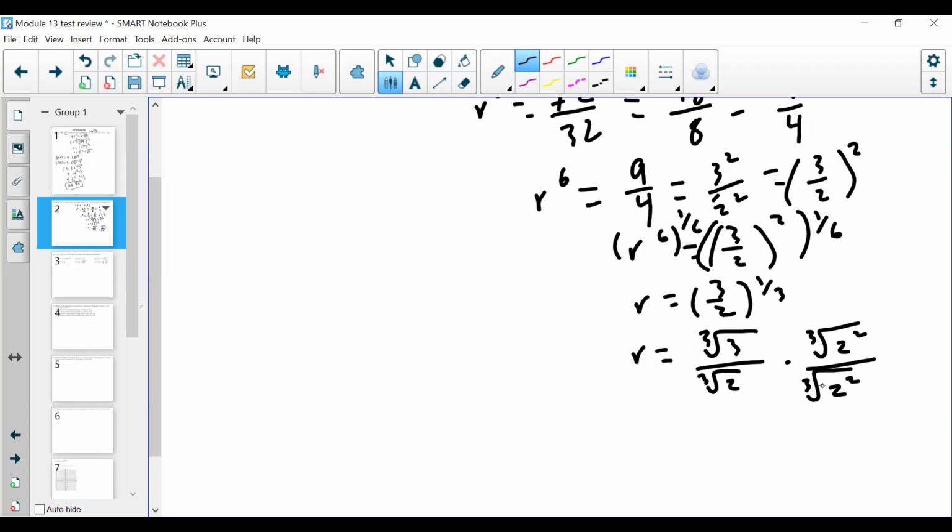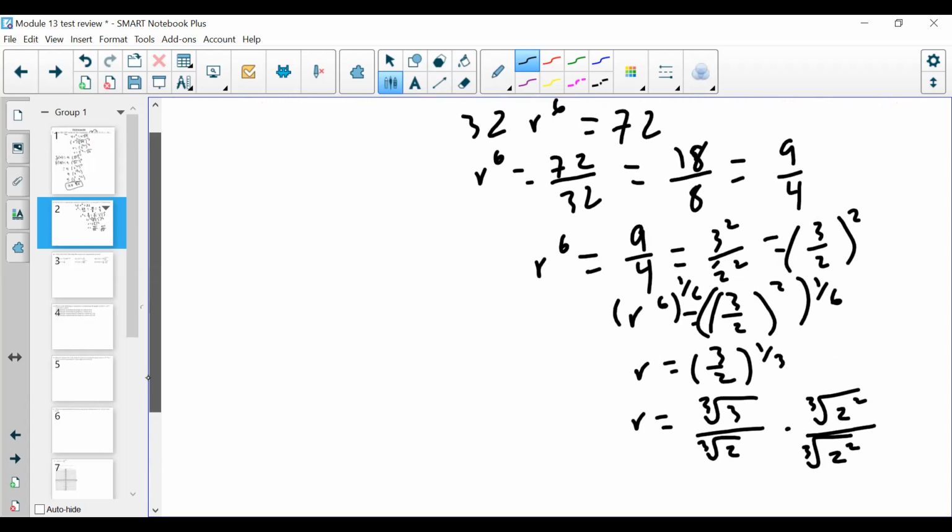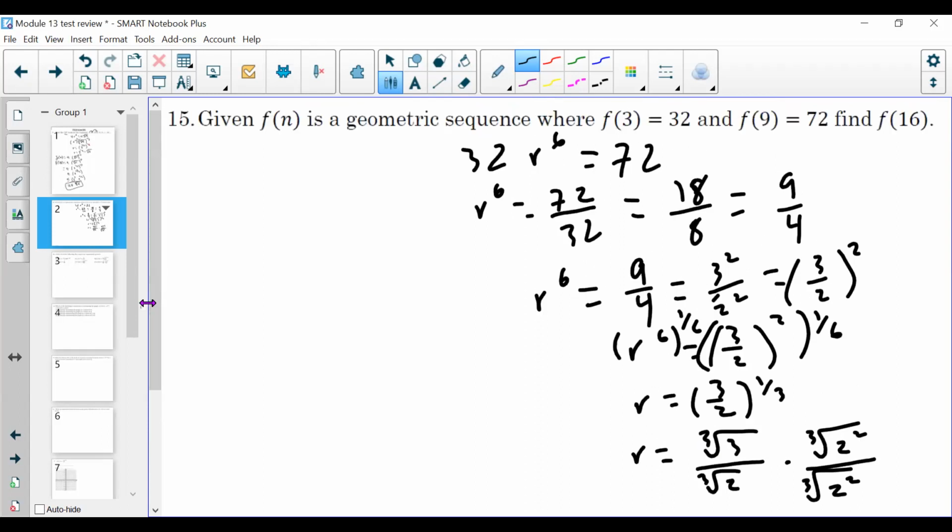Tanish, go ahead. Can you please scroll up? So how can you say that 32 times r to the 6th is equal to 72? Wouldn't r to the 6th be 72 over 32? That's what I have right here.